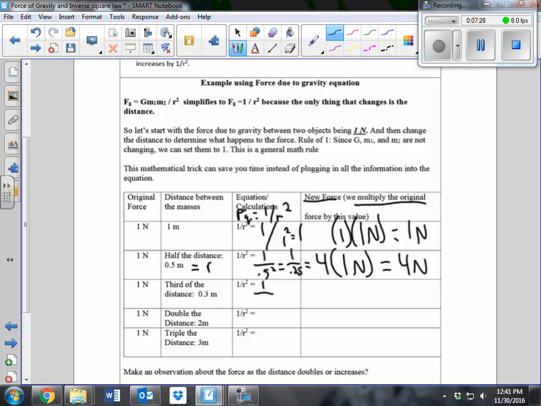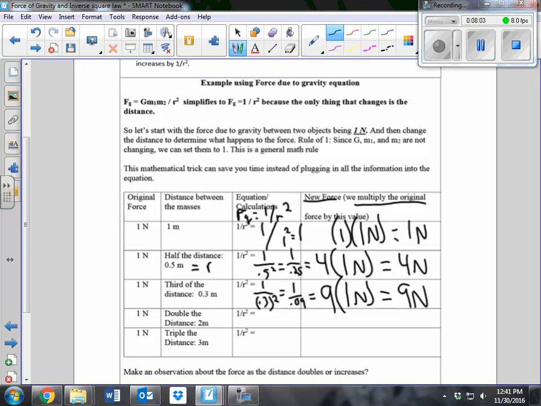I get 1 over 0.3 squared, which equals 1 over 0.09, which means when I do the math, I get a factor of 9. When I multiply that by my original force, that means my new force is 9 newtons. So I drop down to 1/3 of my distance from the original 1 meter, and look at that, my force increased by a factor of 9.